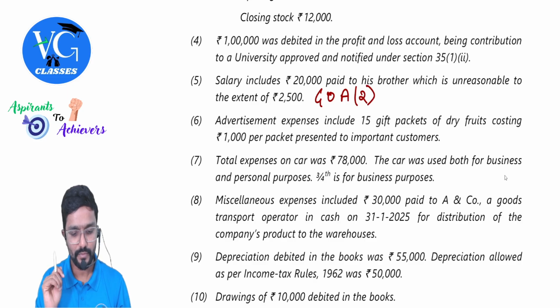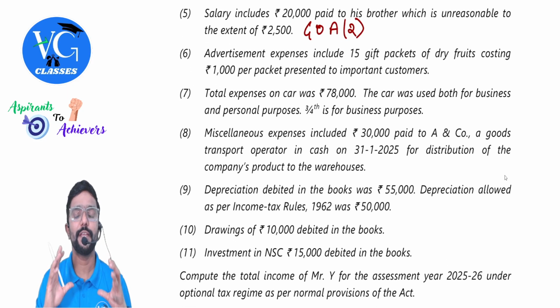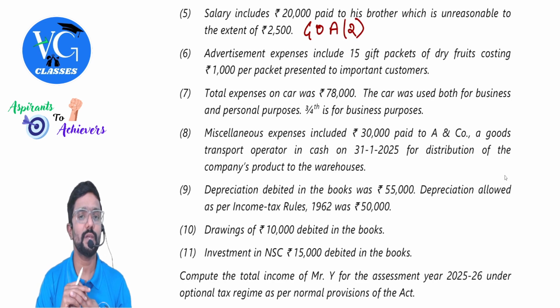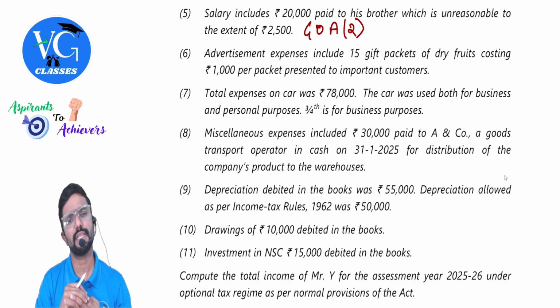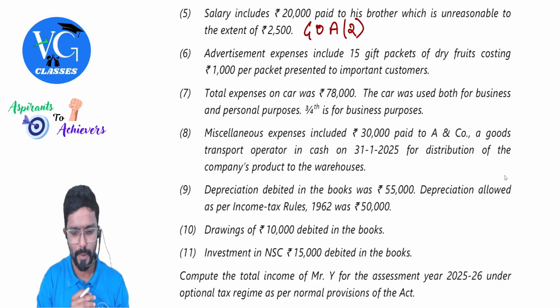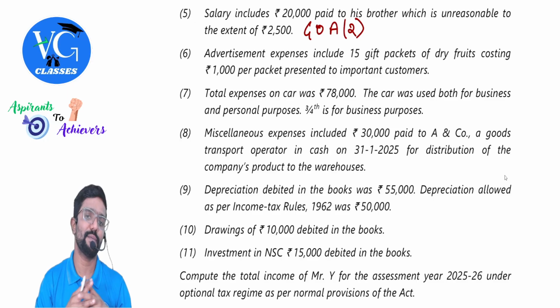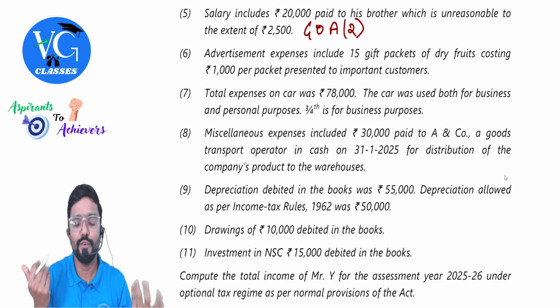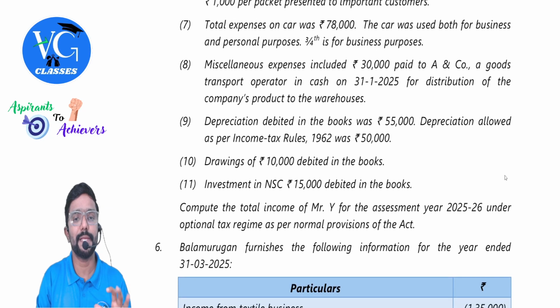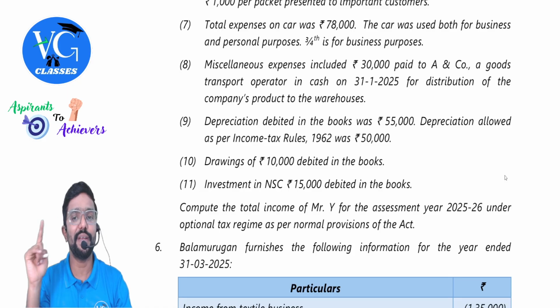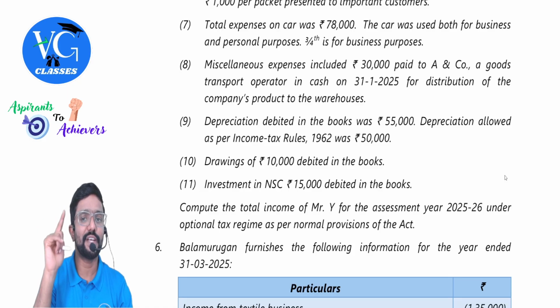Okay. Advertisement expenses include 15 gift packets of dry fruits costing 1,000 per packet presented to important customers in the course of business. Allowed. Total expenses on car was 78,000. The car was used both for business and personal purposes. 3/4 is for business purpose, that means 1/4 is disallowed. Miscellaneous expenses included 30,000 paid to A&Co, a goods transport operator, in cash on 31st January 2025 for distribution of company's product to the warehouses.